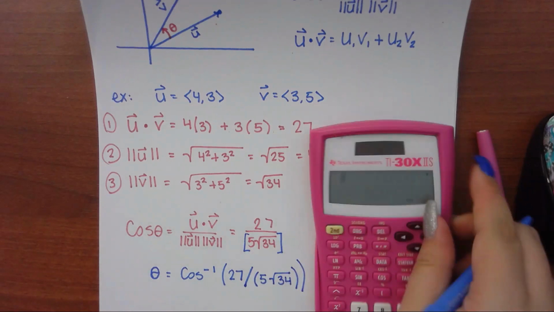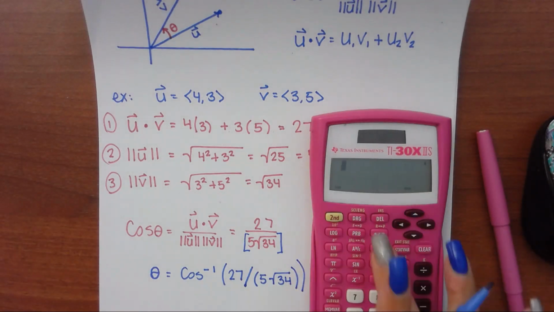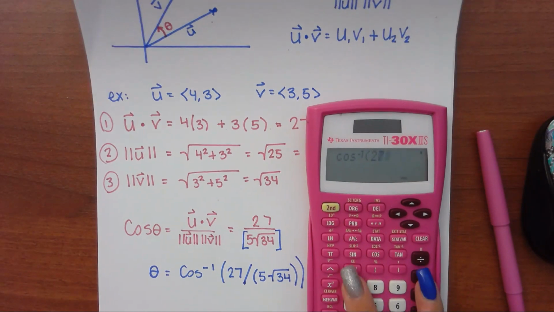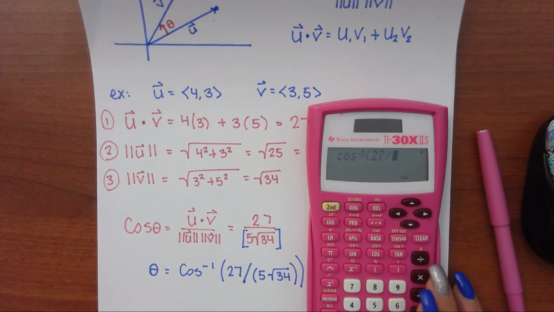I should be in degree mode. Second cosine, so I have the cosine inverse, then I do 27 divided by, open the parentheses, 5, and then second square root, which is the second on the x squared button, and then you're going to have 34 entered. Now you're going to want to close parentheses multiple times. We're going to close the parentheses for the square root, close the parentheses for the 5, and close the parentheses that were around the 27. So it's like 3 close parentheses, and then you hit enter.